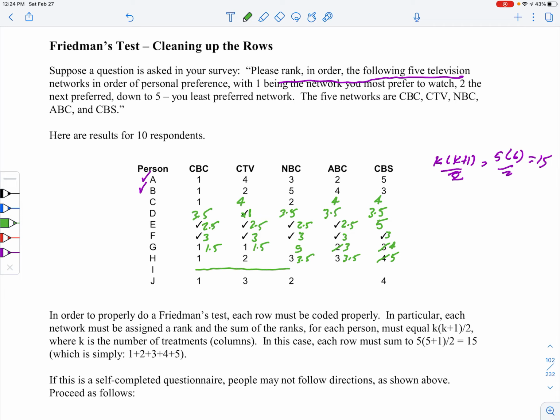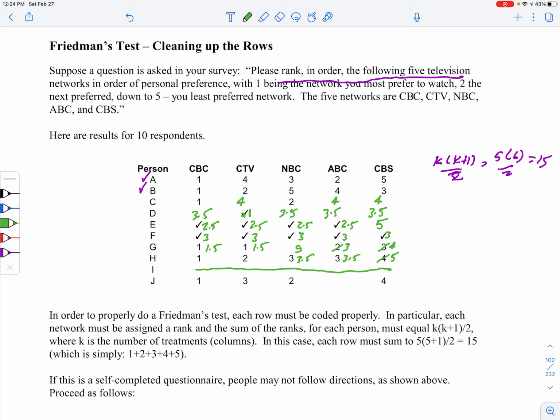This particular person, we would just take right out. And you might wonder, well, why are they in there anyways? Probably because they actually answered other questions on the survey, but they just didn't answer this question. So we would just take them right out.